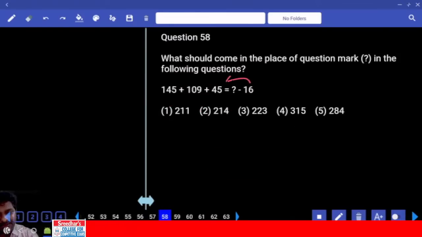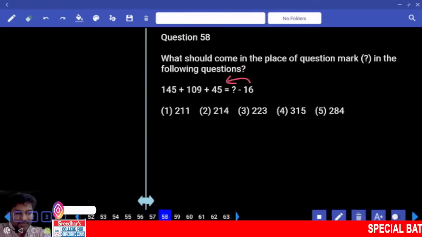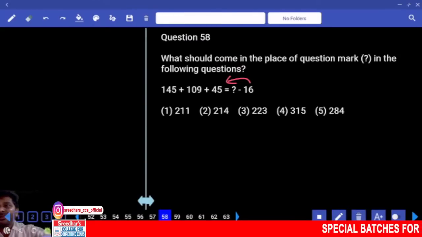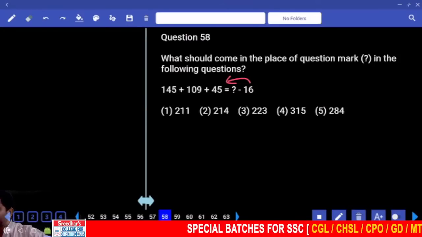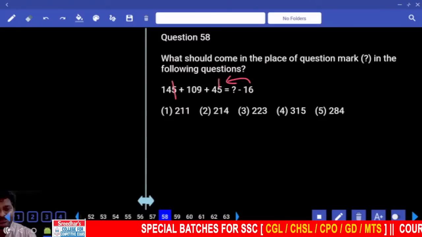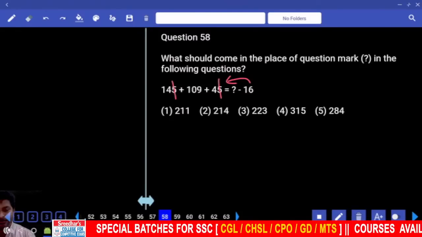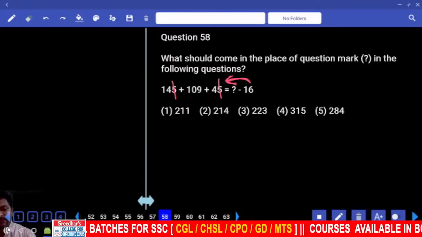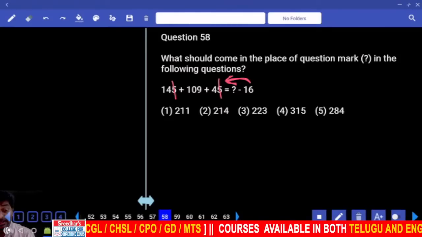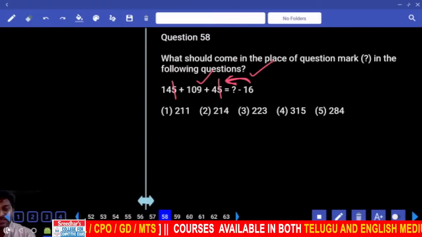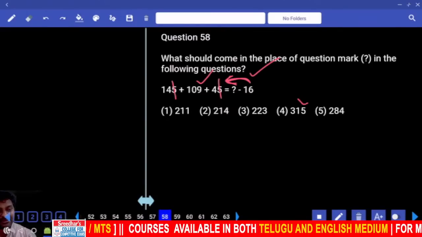Minus 16 comes to the left hand side. Is that okay? Now here we have only plus and minus. We don't have multiplication and division. Last digit verification: 5 plus 5, 0. When 16 comes to the left hand side, will it become positive or negative? Already 9 plus 6. How many? Only 1.